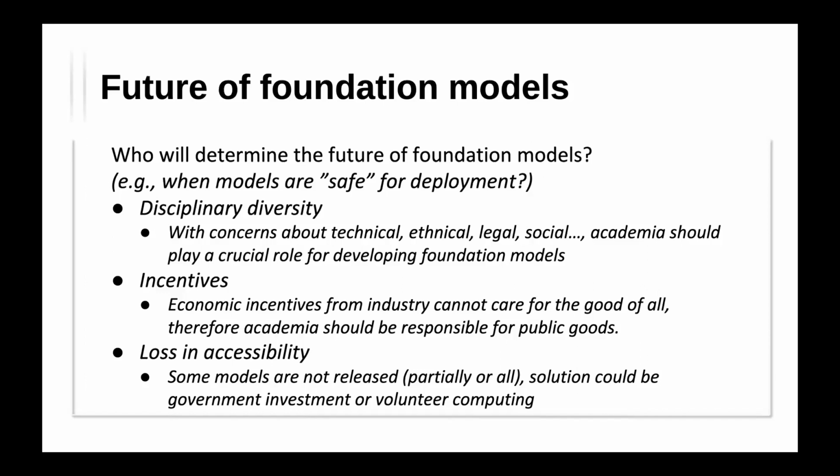And then also the incentives. The significant incentives for foundation models are economic, and usually industry will not care for the good of all. So the conclusion here is that academia should be responsible for public goods. And the last part is the loss in accessibility. That means some models are not released by industry, and some are only partially released. They think the government should invest, or volunteer computing should be involved, for publishing all the foundation models.